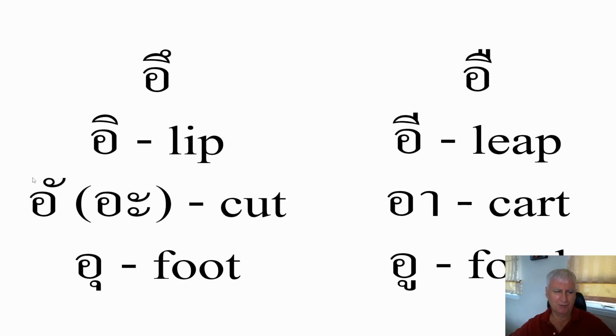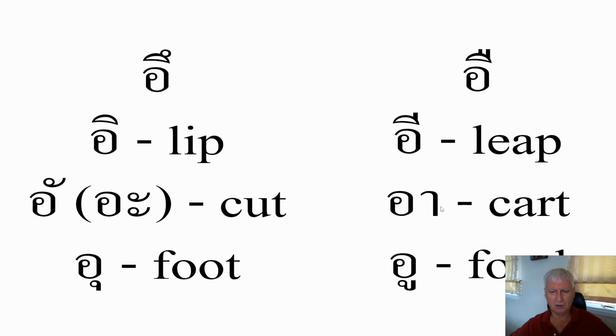And then this vowel, it's written two ways, but it doesn't matter which way it's written, it's the same sound. It's just one version is for syllables that have a final consonant, and this version is for syllables that don't have a final consonant. And it just makes like a U sound, like in cut.